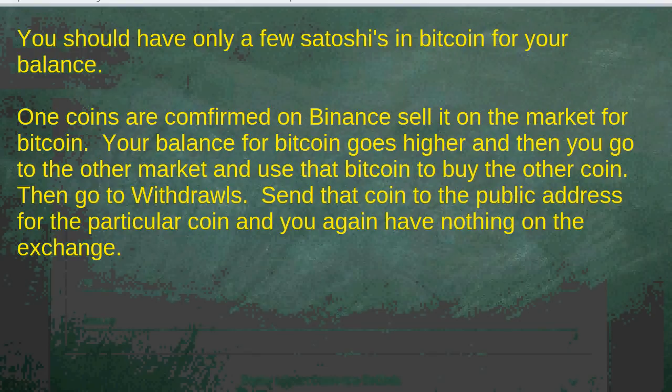Because you should only have a few satoshis in Bitcoin for your balance on places like Binance or whichever exchange you're working with. There really isn't a need, unless you want to have your sell orders in, and you don't even really need to have them. Now on Binance, you're going to need maybe a bit of Binance coin. If you're not long on it, just buy one, or even half of one if you can, just to pay your fees and get the lower rate and lower transaction fees.